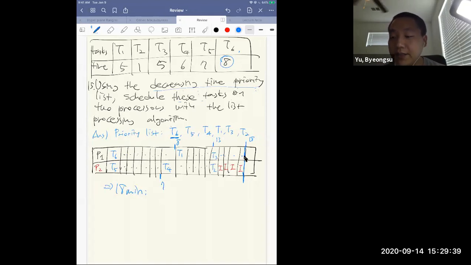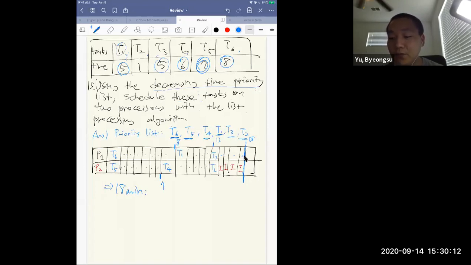And next one is 7, which is T5. So next one is T5. And the next longest one is T4, so you need to put T4 in here. And next we have T1 and T3, right? But if you have such tie cases, then you need to put the lowest index number first. In this case, T1 has a lower number than T3, so you put T1 first and T3 next. Then the remaining one is T2.